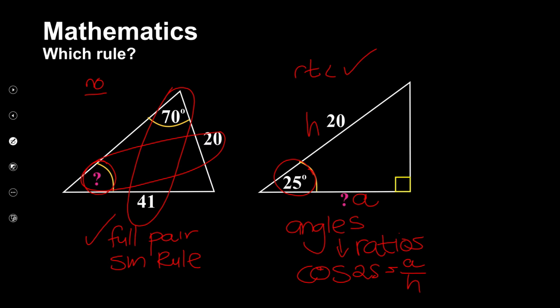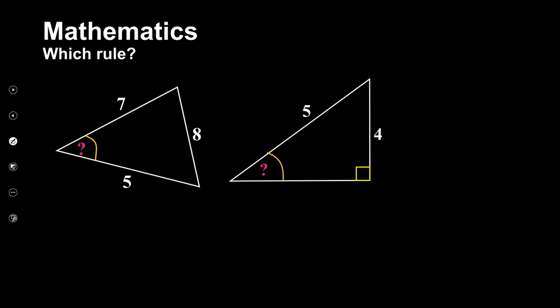We've got a few more to practice on. Let's look at this one here. Is it right angled? No, it's not a right angled triangle. Does it have any full pair of side and matching angle? We've got no full pair as well. So what does it mean we have to use? We've got to use the cos rule. And why? Because we have side, side and side, and using the cos rule we can find any of the angles.